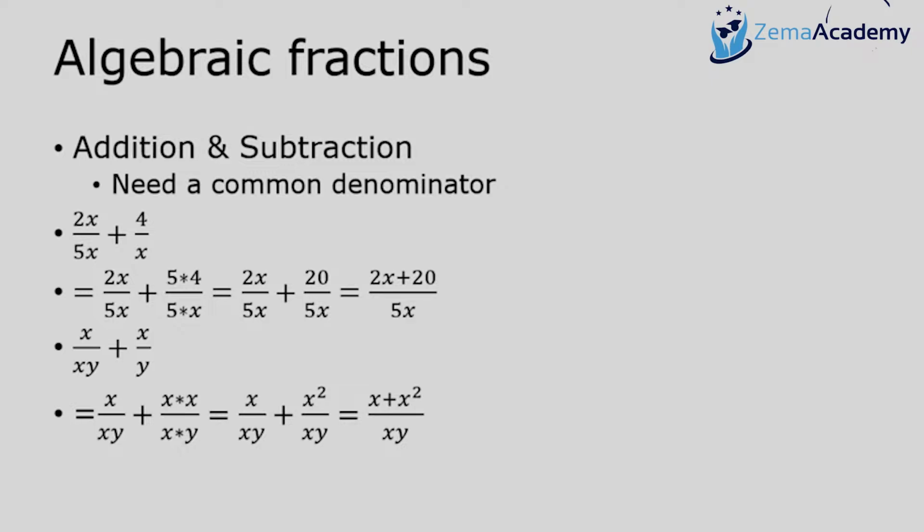So I've multiplied the second fraction there, x over y, by x over x. Multiply top and bottom by x, and that's going to give me x over xy plus x squared over xy, which equals x plus x squared all over xy.